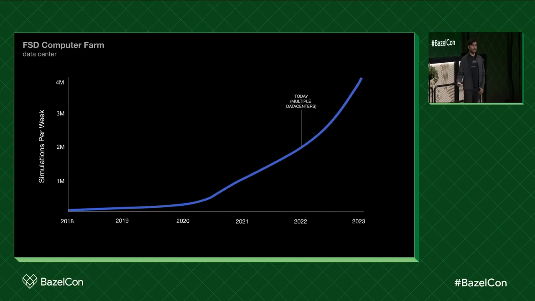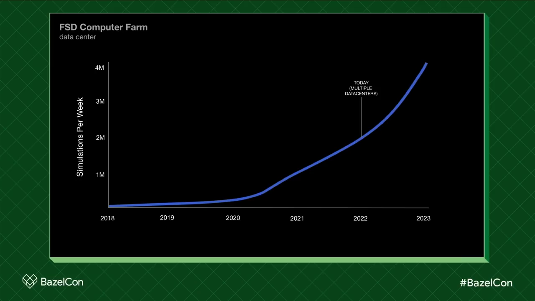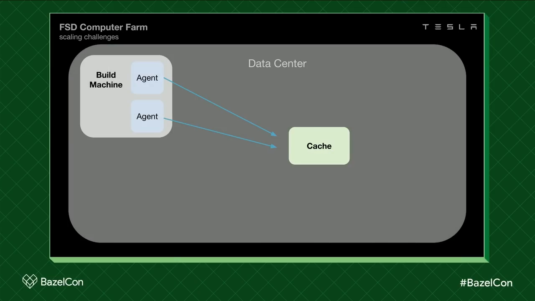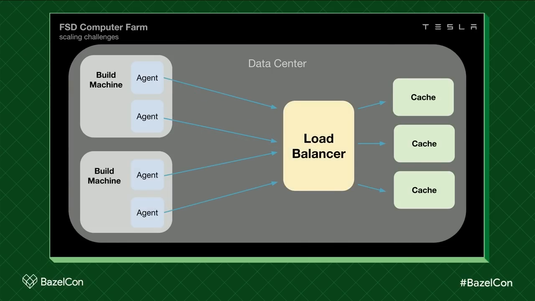Given that we're here at BazelCon, let's talk about how this scale impacts our Bazel cache. In the beginning, there were a few machines hitting a single Bazel cache. This cache was implemented as an Nginx server. This simple configuration should be familiar, given it's one of the suggestions on the BazelCon website. As we scaled up, we ran into disk I/O limits as well as space issues on our single cache server. To resolve this, we decided to scale horizontally.